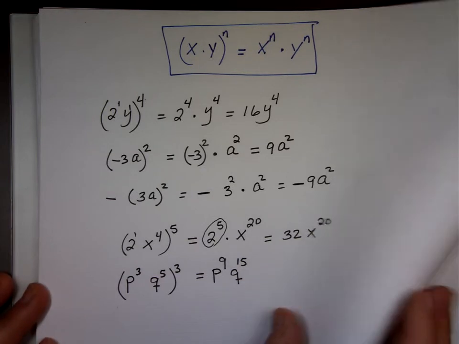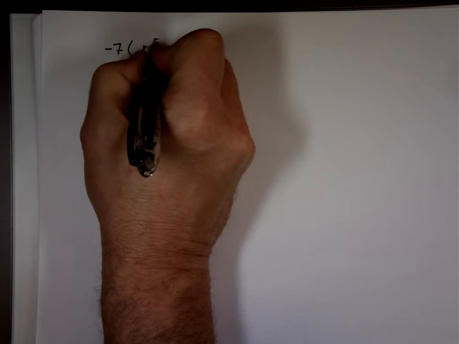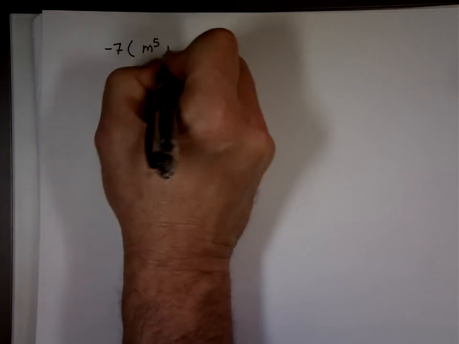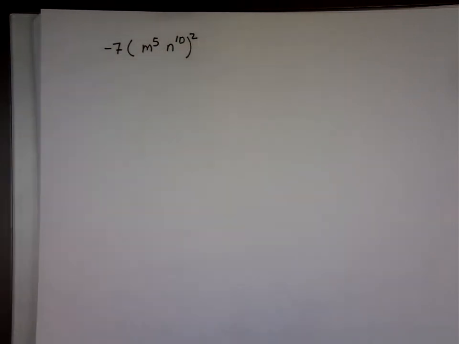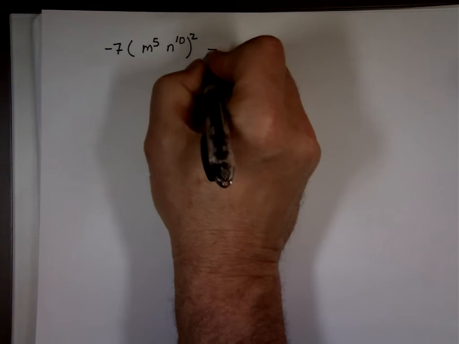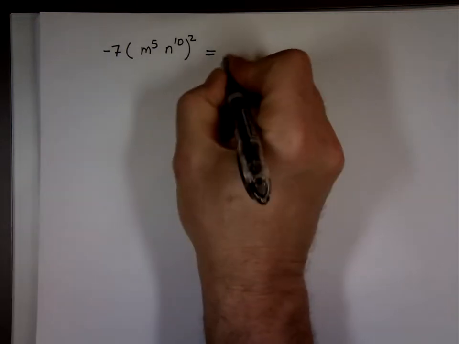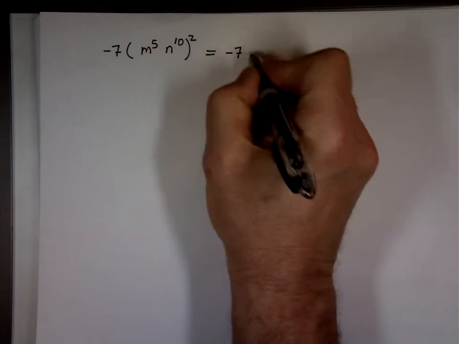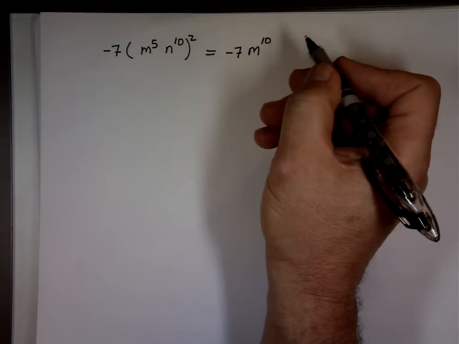Let me make them a little bit bigger, since you're doing good. There's negative 7, parentheses, m to the 5th, n to the 10, the whole thing squared. You want to give that a try, anyone? Negative 7 m to the 10th, times negative 7 n to the 20th.